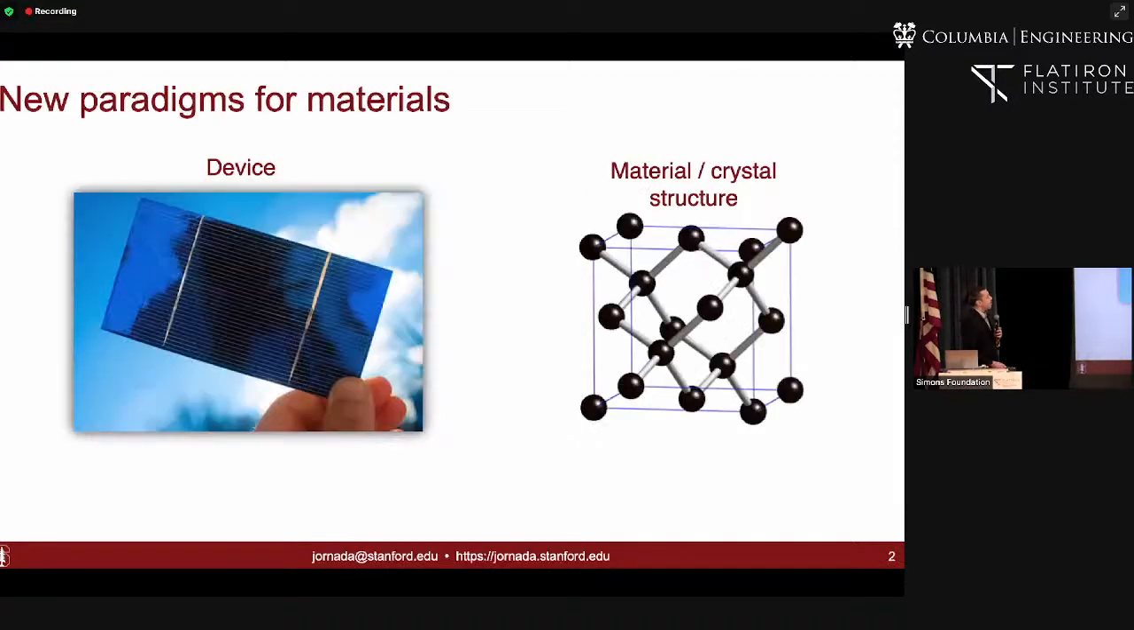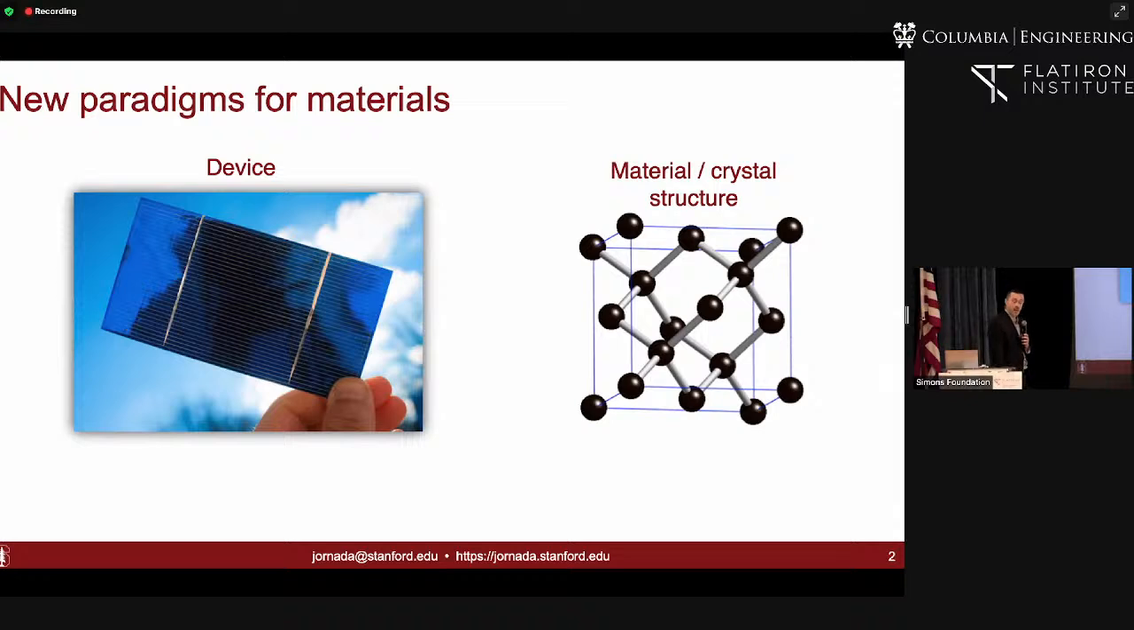The way that I like to motivate this is that, in the last few decades, the way people in materials science think about properties of materials is that if you want a device with a particular property, you go back and look at what atomic structure leads to that particular property of interest.